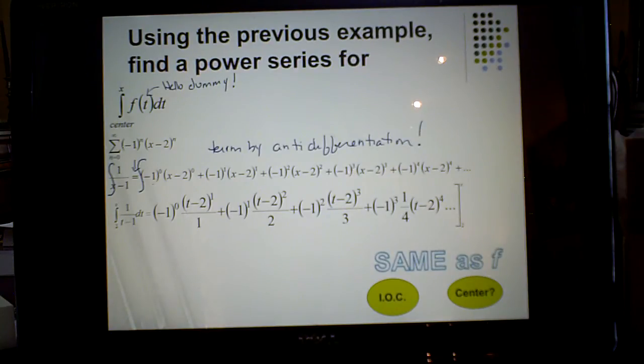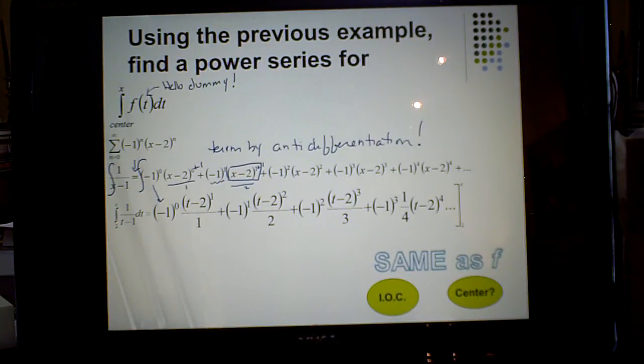So what's the antiderivative of a constant? Think about this constant sucking out front, and then this is power up. Add 1 to the power, divide by that new power. So that's why I have (t minus 2) to the first over first. Suck this power out front, integrate, add 1 to your power, get 2, divide by 2, check. And just keep going all the way along.